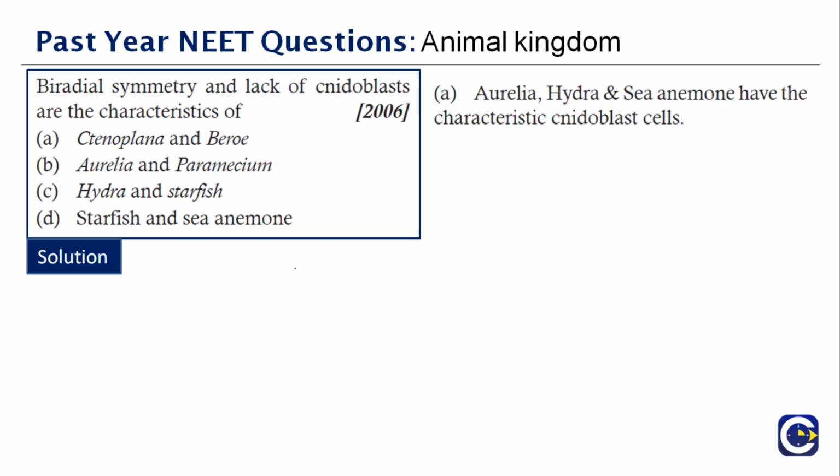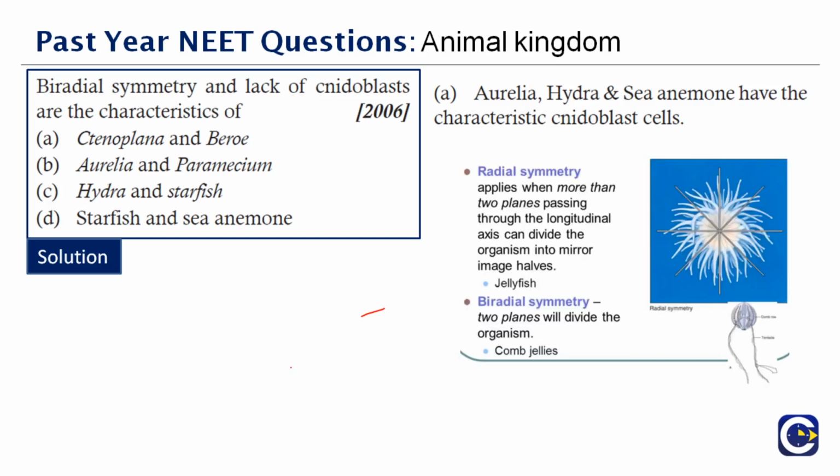Here you have Hydra and sea anemone, they all have cnidoblasts. Here they have clearly mentioned they are lacking cnidoblasts, while the rest of the other options have the presence of cnidoblasts. That is why the correct answer to this question is Ctenoplana and Beroe. Option A is the right answer.